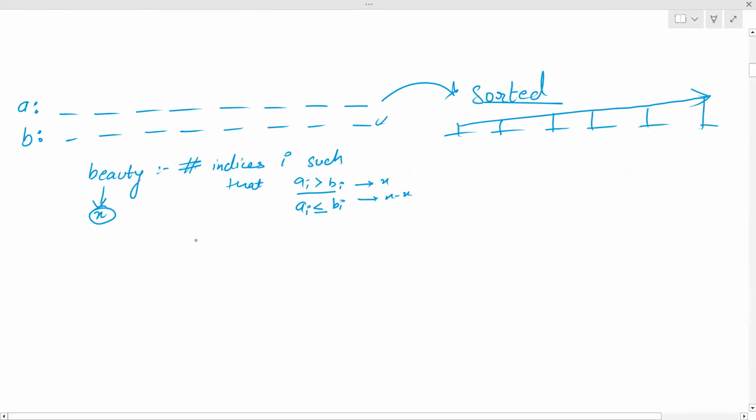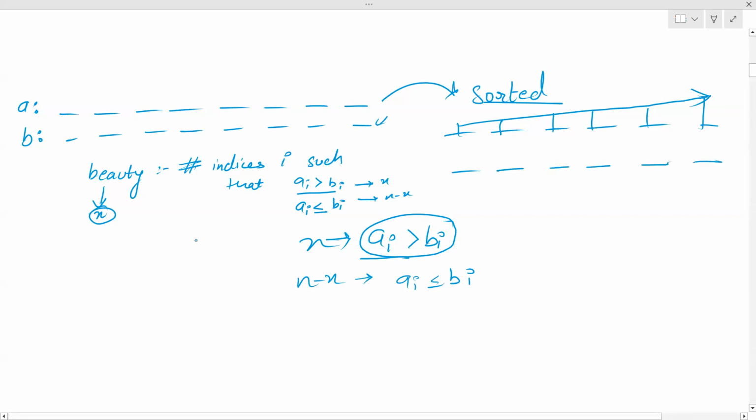Now, if I have to first choose X values such that AI is more than BI, which X positions should have this property, and the remaining N minus X positions should have AI less than or equal to BI. First of all, array B is right now in random order. So tell me, by intuition, which X places should be chosen for array A, forgetting about array B, such that AI is more than BI?